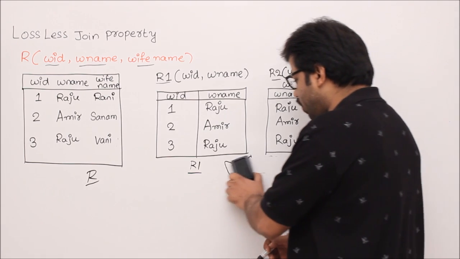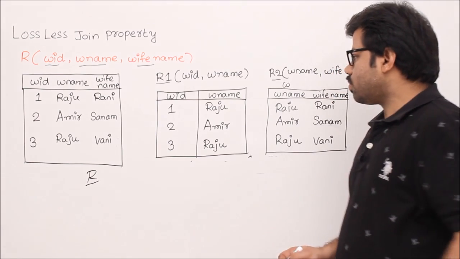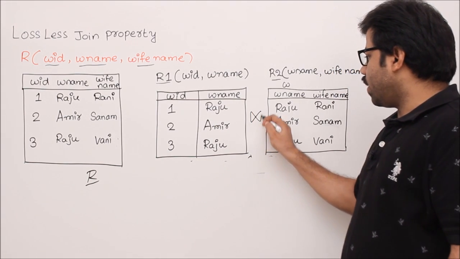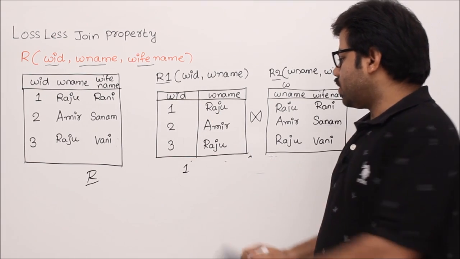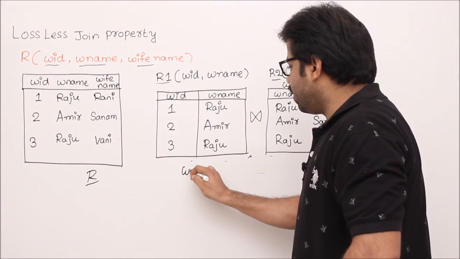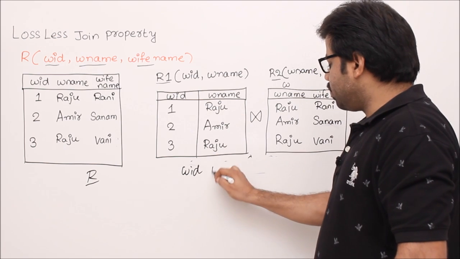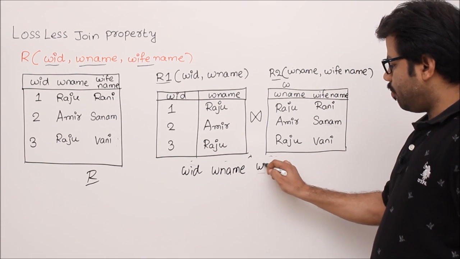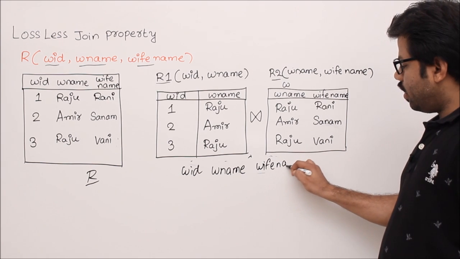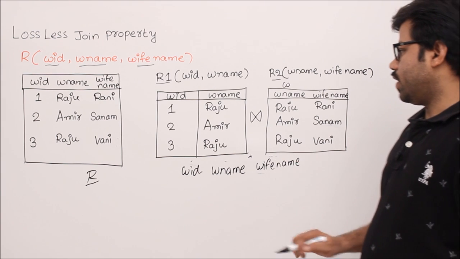Example, for this problem we will see what happens. So I am applying natural join, then you get your table back. So first of all, the columns: Watchman ID. Since the common column is watchman name, it is repeated only one time. Watchman ID, watchman name, wife name. Right? Let's do the natural join.